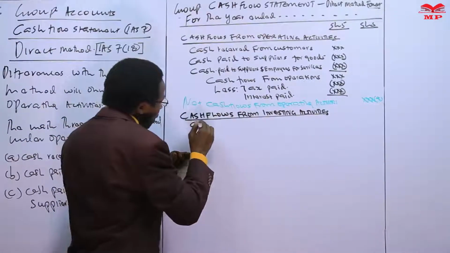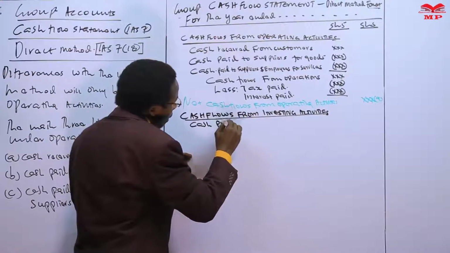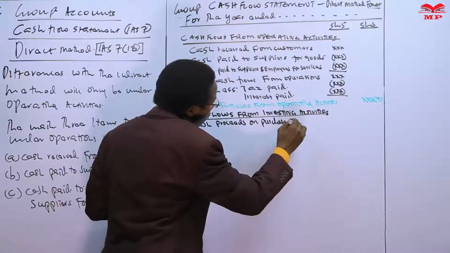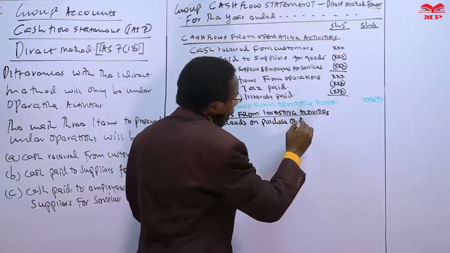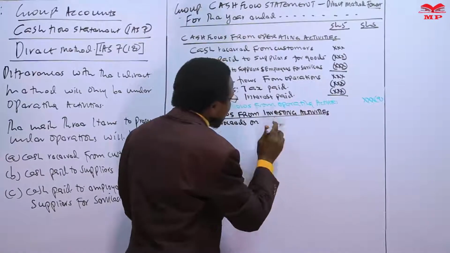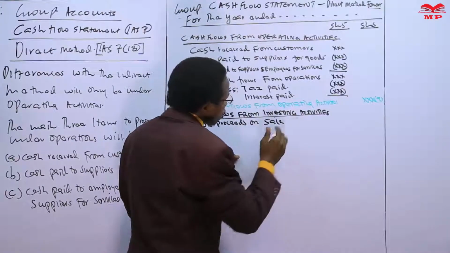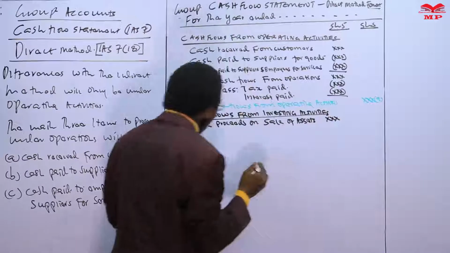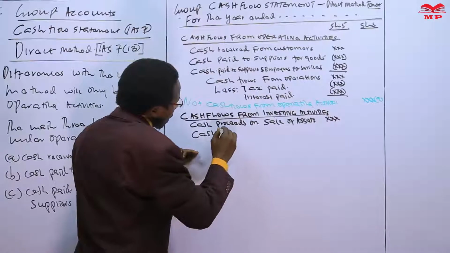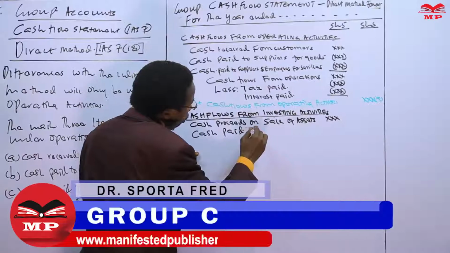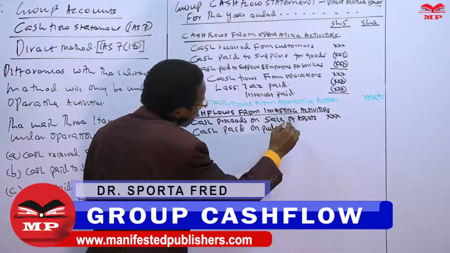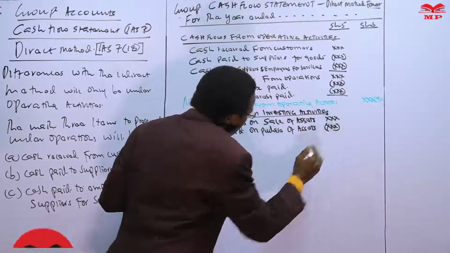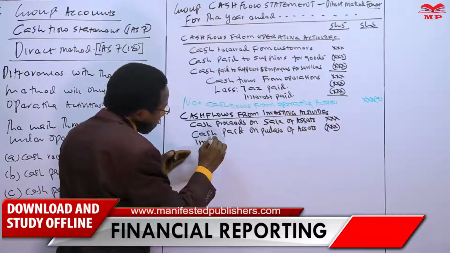As we must have said, we say cash proceeds on sale. Let me talk about sale first. Cash proceeds on sale of assets in general. That's a cash inflow. Then we have the cash paid on purchase of assets. That's a cash outflow.